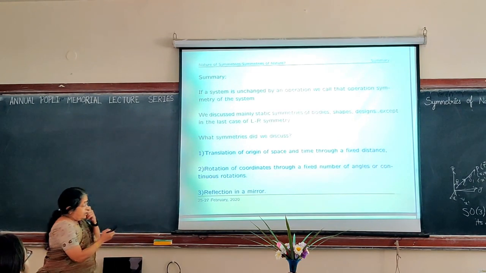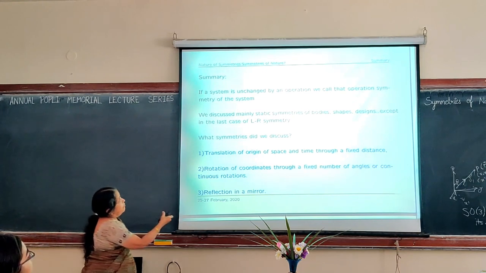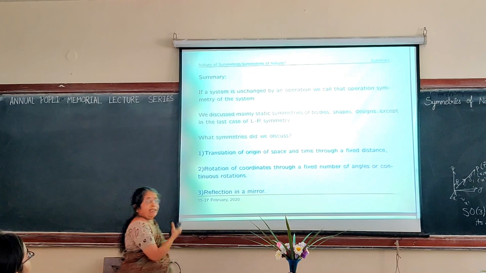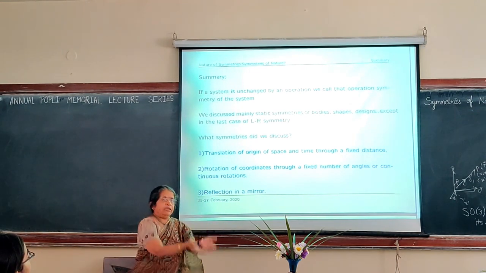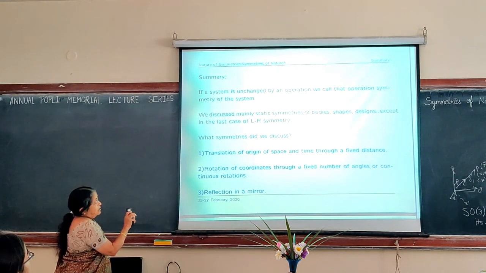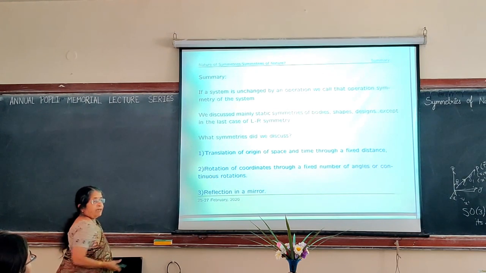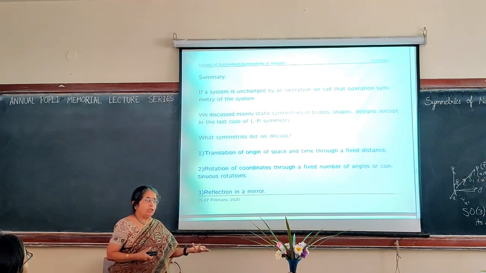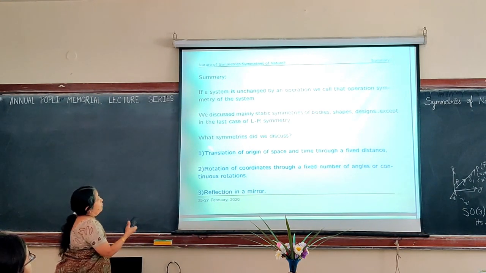So yesterday, what we learned was that if the system is unchanged by an operation, we call that operation a symmetry of the system. Then we discussed mainly static symmetries of bodies. We said I rotated a cube, I reflected a cube, and so on. And I discussed shapes, bodies, designs. Only for the left-right symmetry, I went a little bit further and I told you something about laws of motion without really explaining. So, what did we discuss?